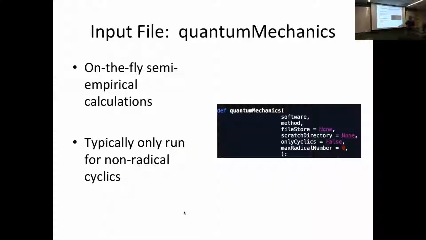So then there's the quantum mechanics block. It has on-the-fly semi-empirical calculations, usually only run for non-radical cyclics. We usually don't use this very much anymore, mostly because group additivity is usually better. But theoretically, there are some molecules that this might be worth doing for. We're starting to move towards higher level quantum calculations and trying to integrate those instead.